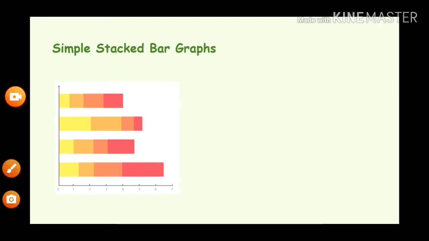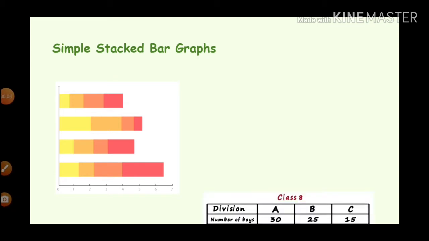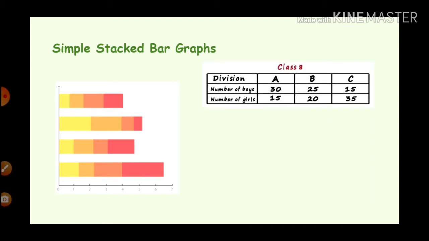Okay, let's go over an example and see what I mean. Here's a chart. In this one, I have class A, class B, class C. In each class, the number of boys and girls is listed. So in class A, there are 30 boys and 15 girls. In class B, it's 25 boys and 20 girls. And C, 15 boys and 35 girls.